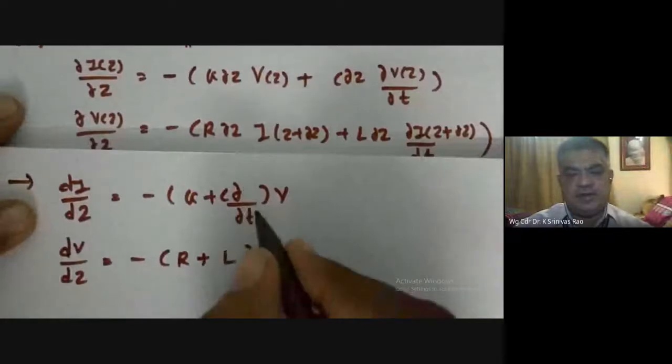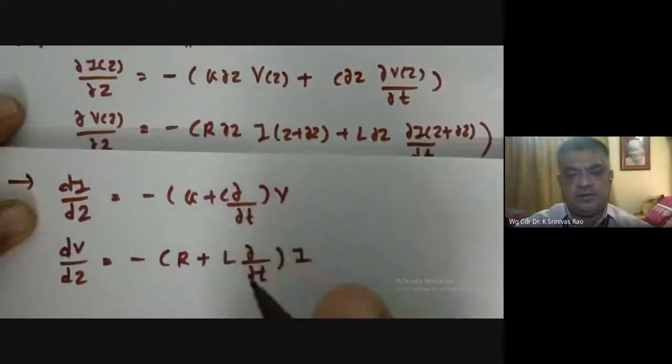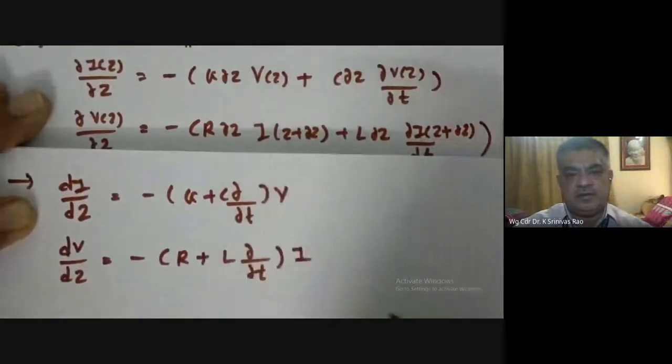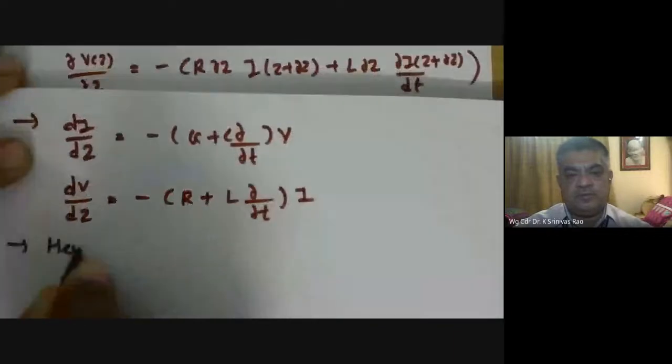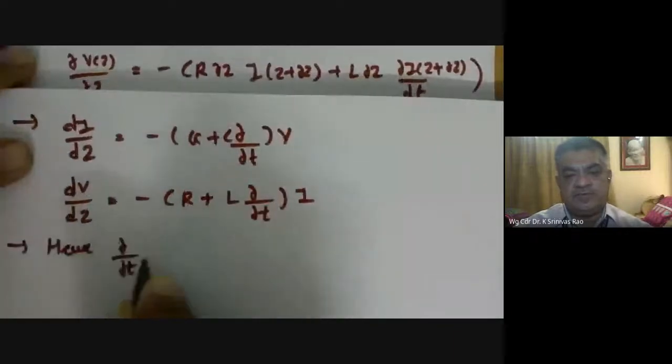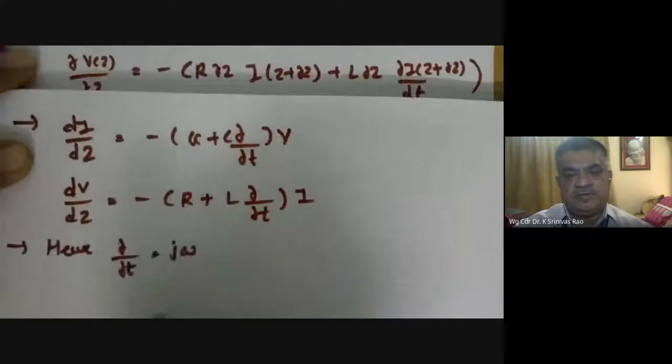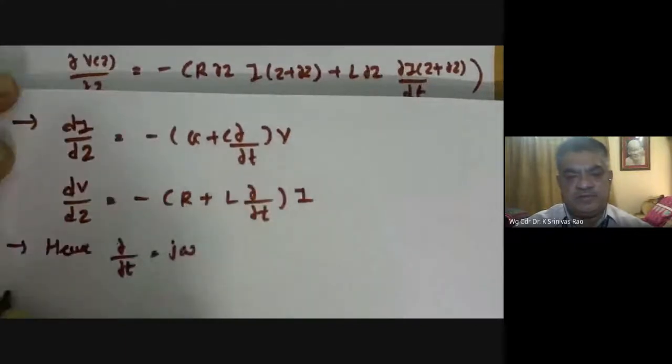This is del by del t. These are all differential parts with respect to time, so we can consider it as j omega. Now when we put this value, del by del t is equal to j omega, where omega is 2 pi f. So what happens is, dI by dz is equal to minus of g plus j omega c into v.